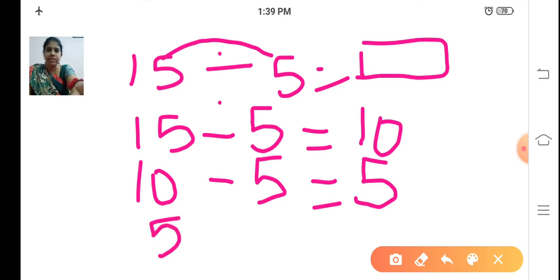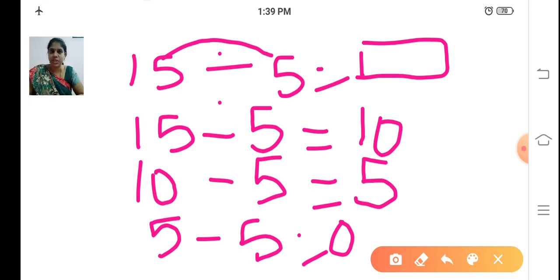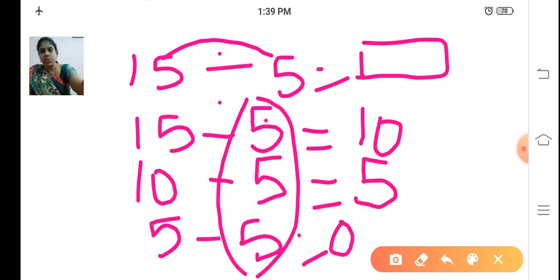Again from this 5 subtract 5 more. 5 minus 5 is 0. So we have reached number 0. Now tell me how many times we have subtracted 5? 3 times, isn't it? 1, 2, 3. So 15 divided by 5 is equal to 3.